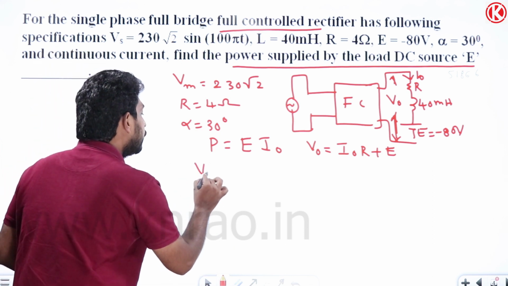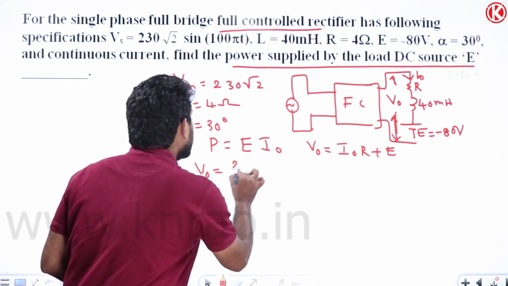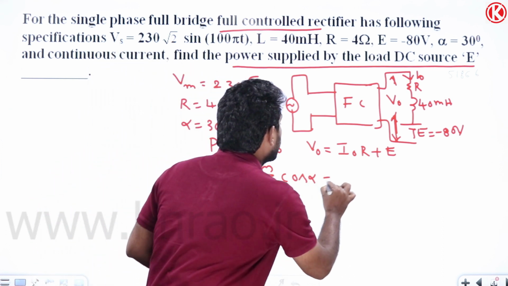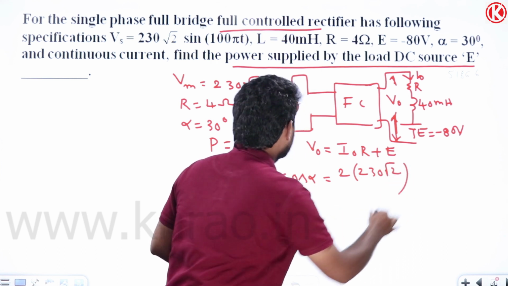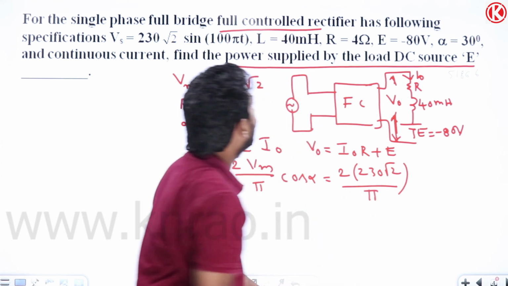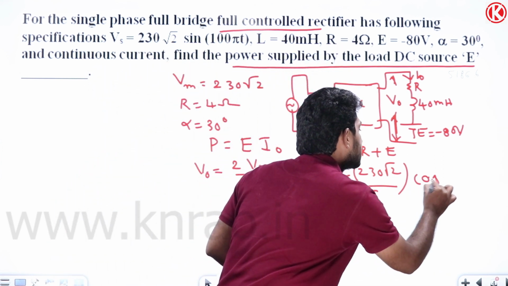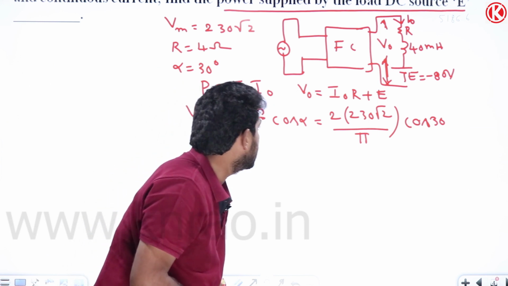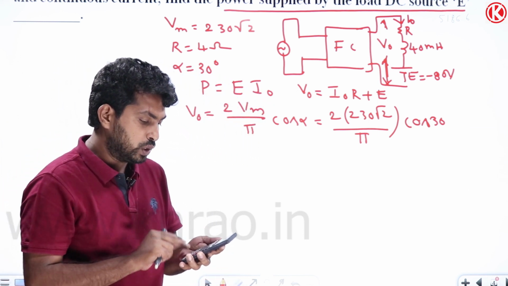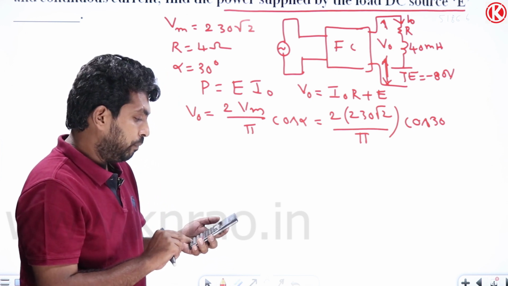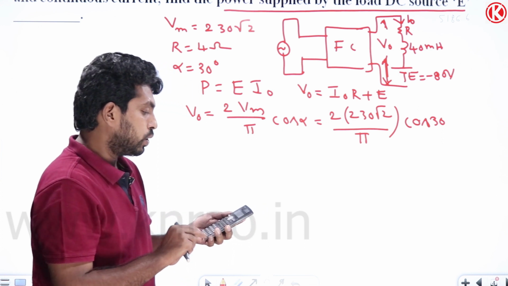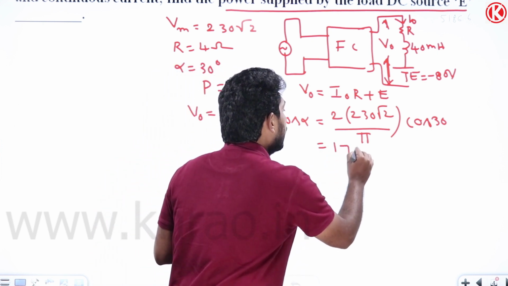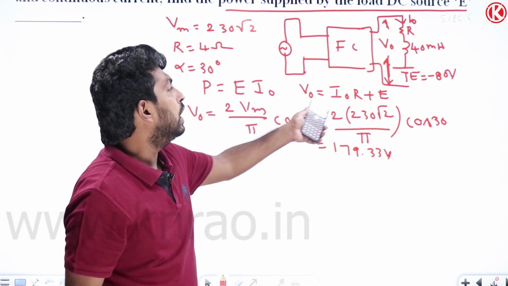How can I find V naught? V naught equal to 2 Vm by pi into cos alpha, which is equal to 2 into 230 root 2 divided by pi into cos 30 degrees, since alpha was given as 30 degrees. So I got V naught as 179.33. If I know the V naught value, I can find the I naught value.